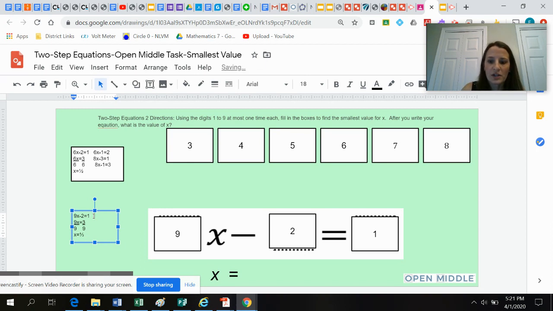And the other equation that works is 9x minus 1 equals 2. And our last letter of our code is O.